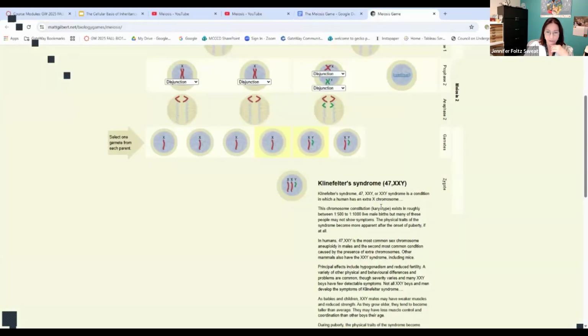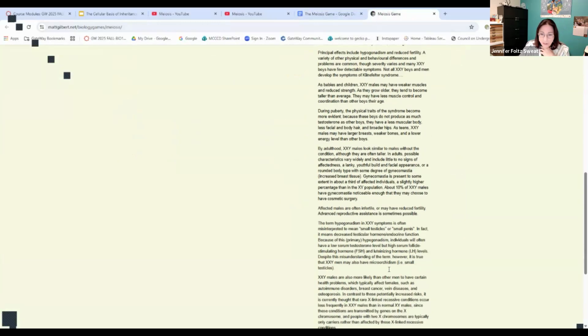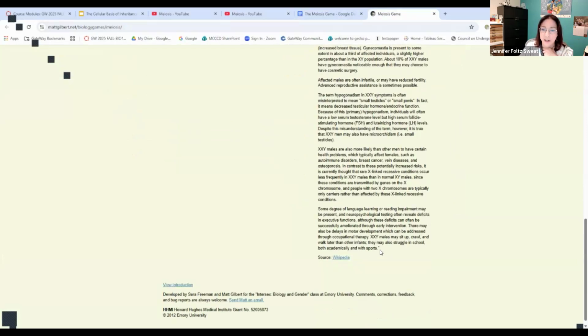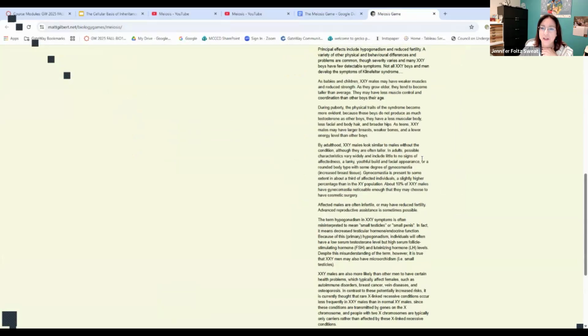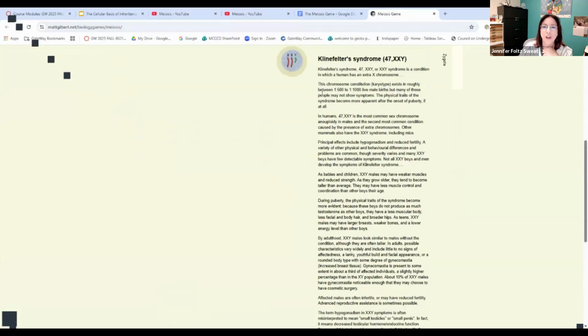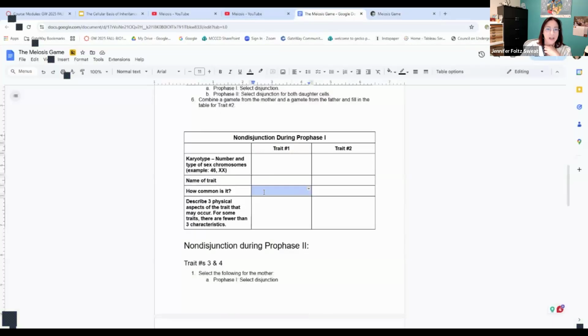How common? So you look down here, you have to read all this stuff, and it says here, it occurs in roughly between 1 to 500 males, 1 to 1,000, right here. Okay, so that's what you put in for how common is it? And then I ask for 3 physical aspects of the trait, but for some there are fewer than 3. Okay, so just make sure that you read through the directions carefully so that you can make the correct gametes, okay? And I think I asked you to do it like 4 times.